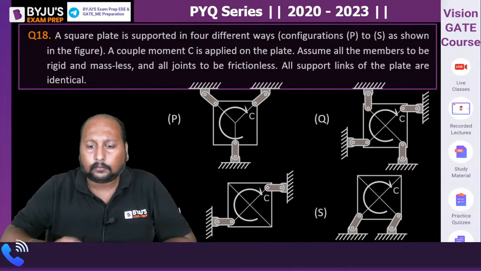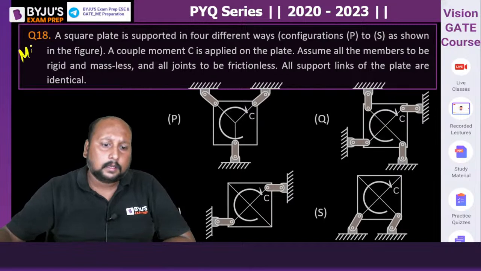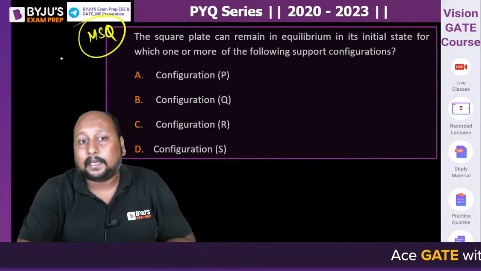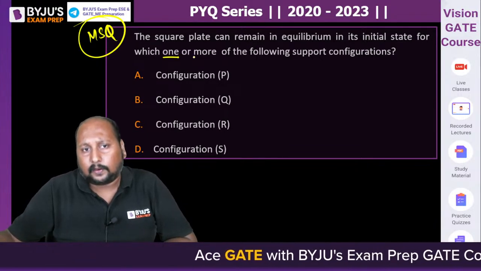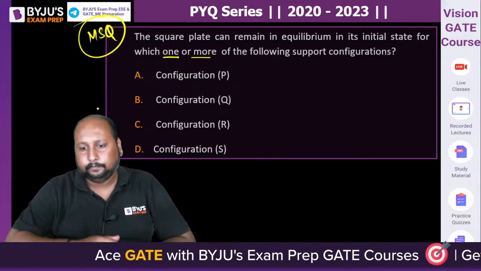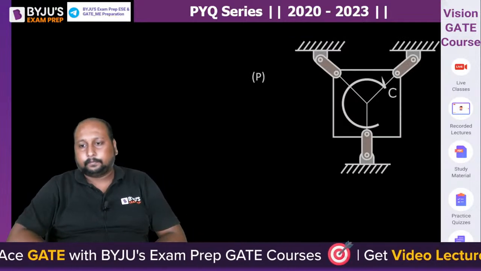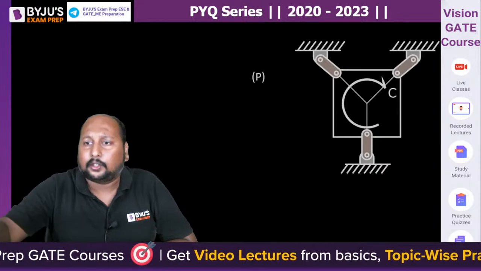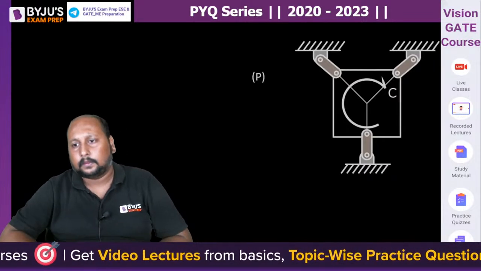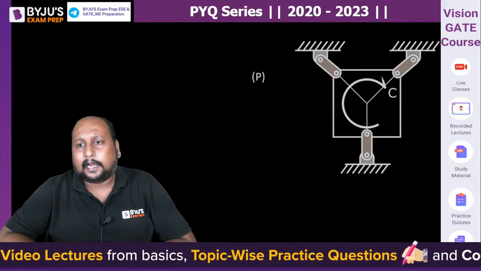Now this is an MSQ problem. This is an MSQ problem. There will be multiple options correct. This is the answer, which one or more of the configurations is correct. चलिए पहले देखते हैं ये वाला. Is this particular arrangement in an equilibrium condition? Is this particular arrangement in an equilibrium?